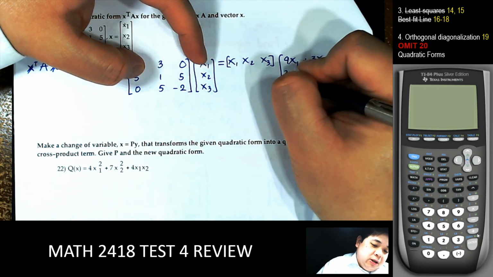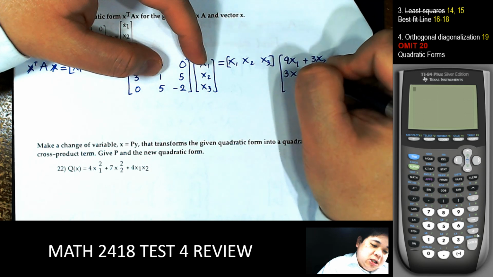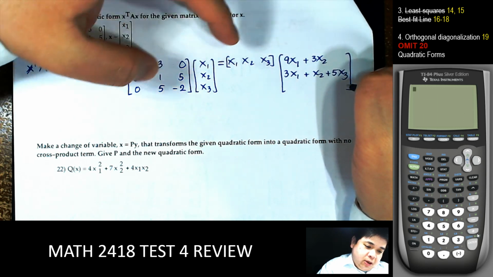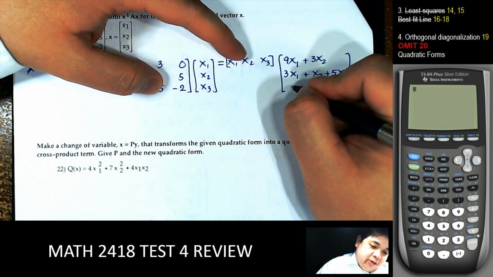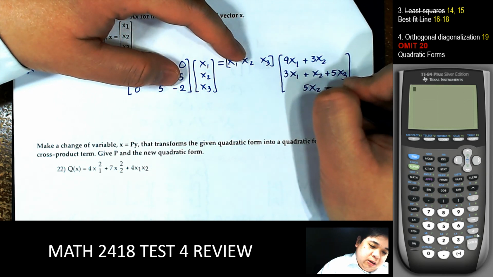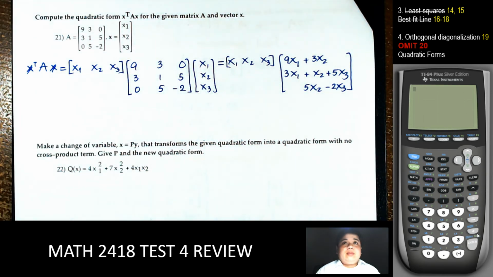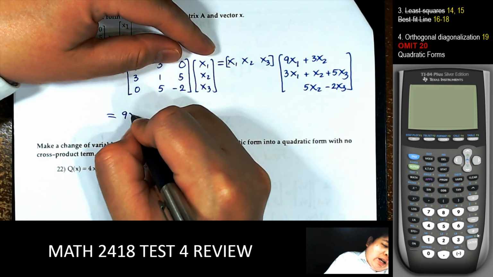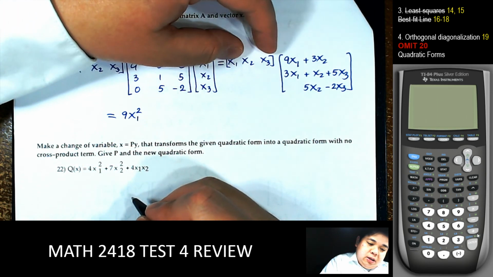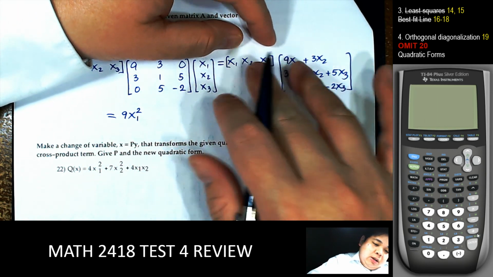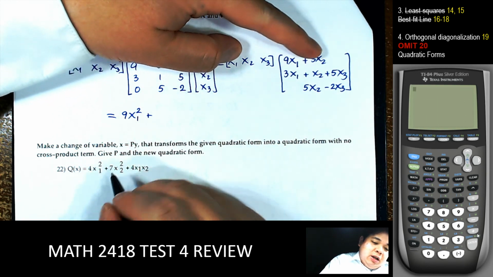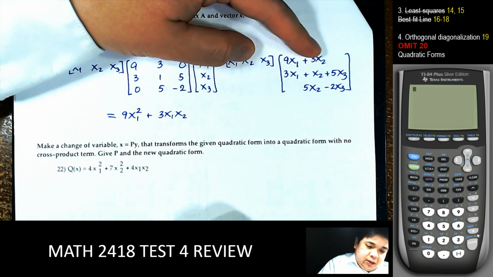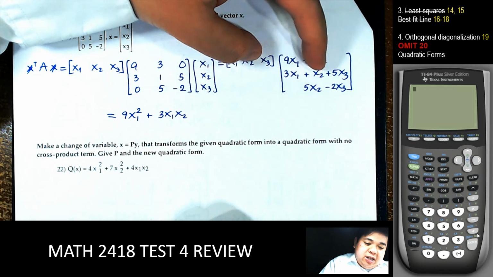3 times x1 plus x2 plus 5x3. No, x1, 5x2 minus 2x3. Alright, multiply it out, row times column. So we have 9x1 squared plus 3x1x2. So the first with the first, second with the second.